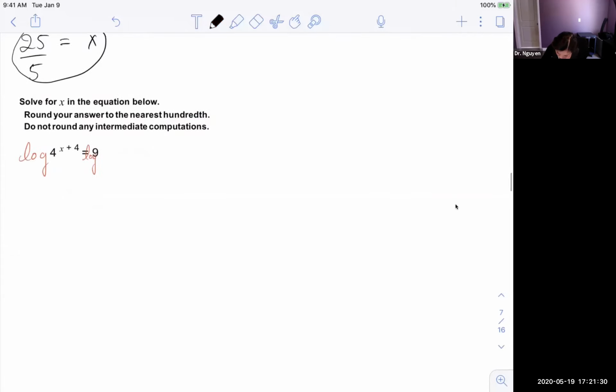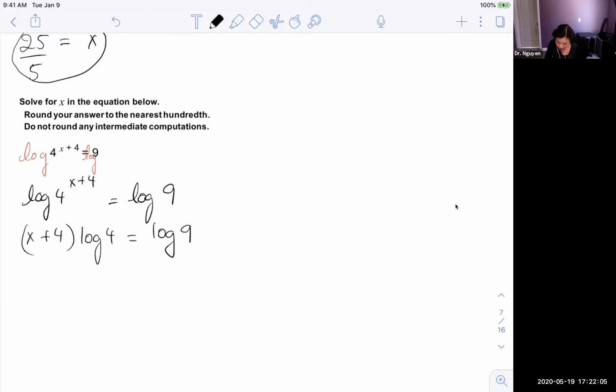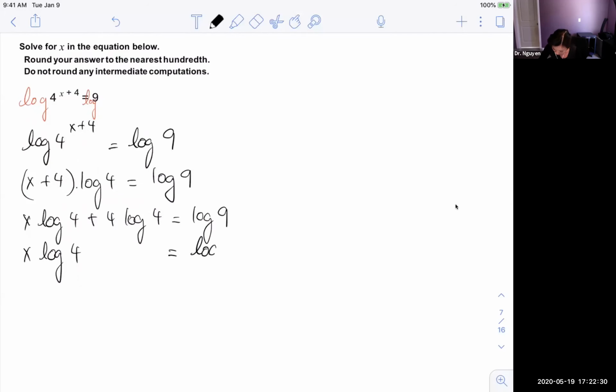So the new equation that I have is log of 4 to the x plus 4 equals log 9. Now you see x plus 4 is the exponent, and we have a property for log. You can move it to the front, so we have x plus 4 times log 4 equals log 9. Now, this is just multiplication, so you can distribute. So what I have is x times log 4 plus 4 log 4. Just think isolating x, right? So all I have to do is treat it like a linear equation. So I'm going to subtract 4 log 4 over.